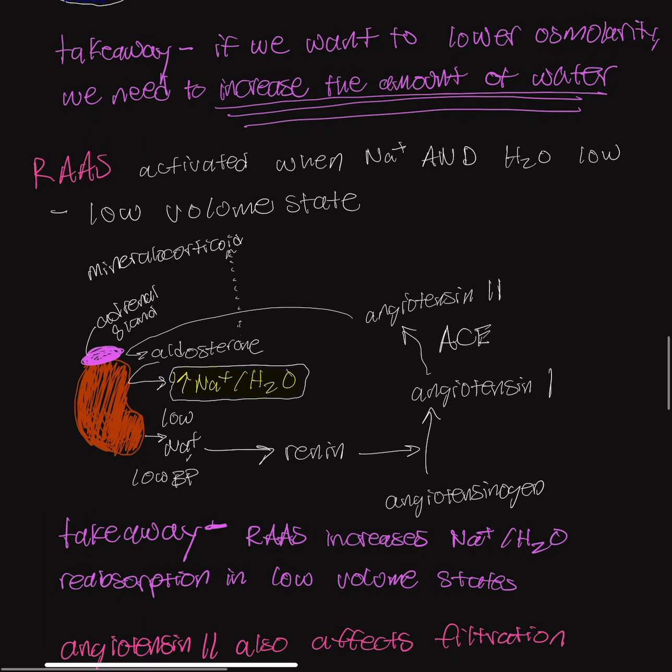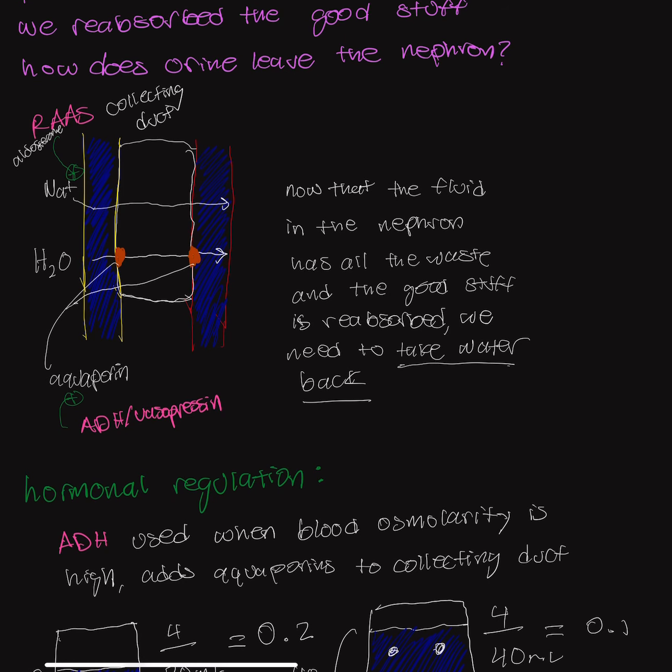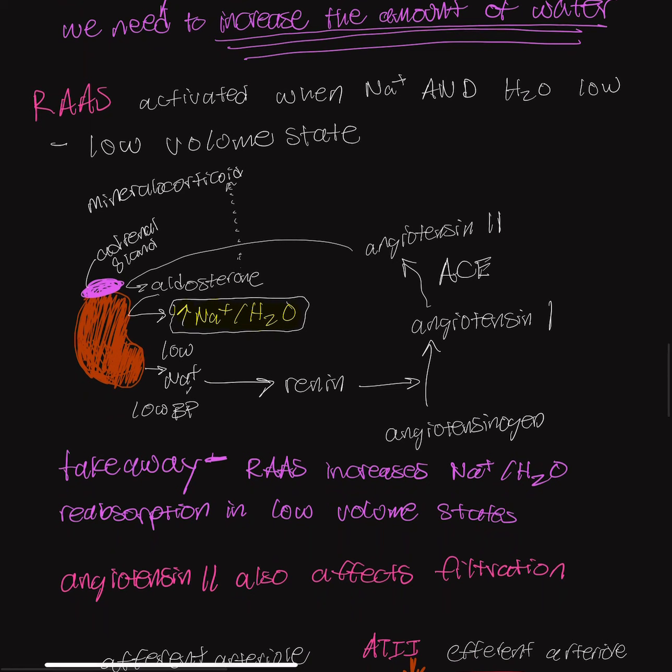So what ends up happening, I'll go through the loop one more time. We detect low sodium or low blood pressure. Renin gets activated. Renin converts angiotensinogen to angiotensin 1. Angiotensin 1 gets converted by ACE to angiotensin 2. Angiotensin 2 stimulates aldosterone production by the adrenal gland, and aldosterone activates sodium reabsorption, and with that sodium we get some water, and now we increase our sodium and water, and now we increase our blood pressure. So in a low volume state, RAS does the job to bring us back to some level of normal.